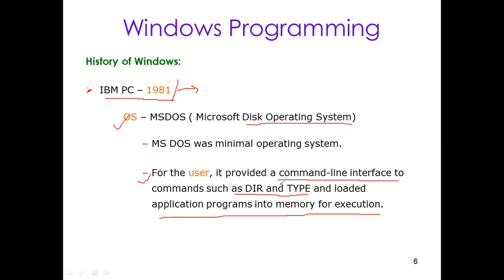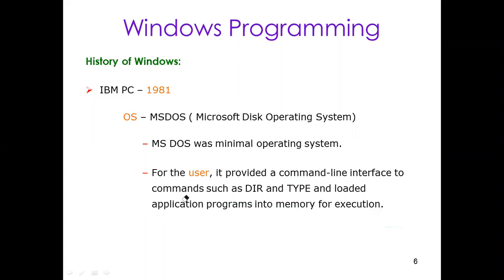There is no graphical user interface. That means the user cannot interact graphically. Again, the commands are very limited here, like create directories, search for a type of files, or load the application program into memory for execution. Clear? So these are the limited things we have on that IBM PC, which was designed in the year 1981.